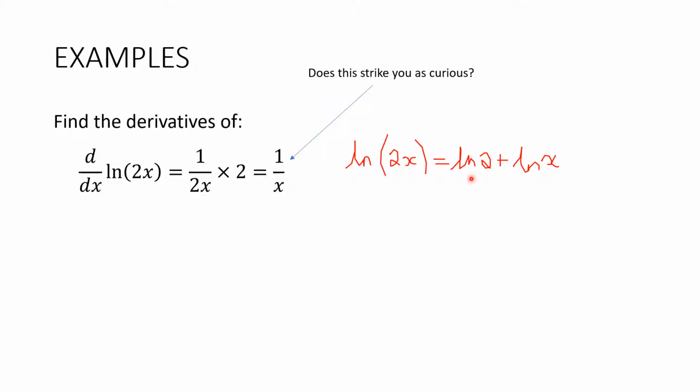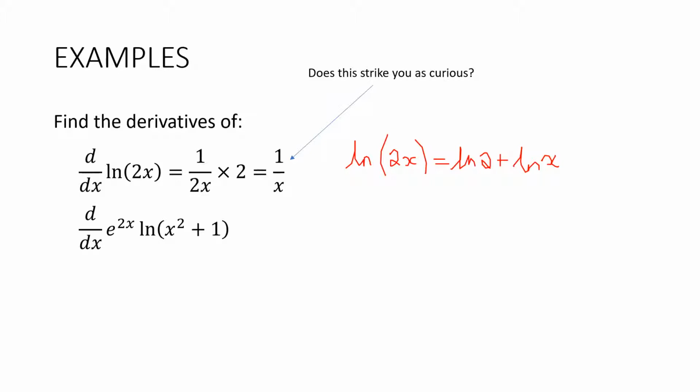This is just a number. What happens when you differentiate just a number? 0. So it's going to end up being just the derivative of ln x, and that's why with any of these ones it's just going to end up being 1 over x.